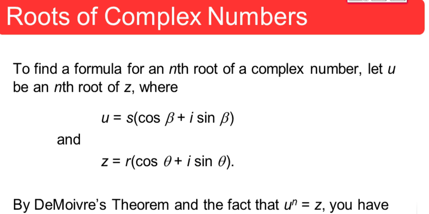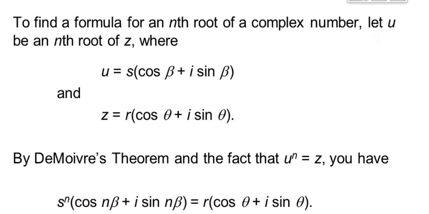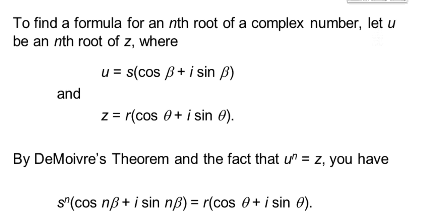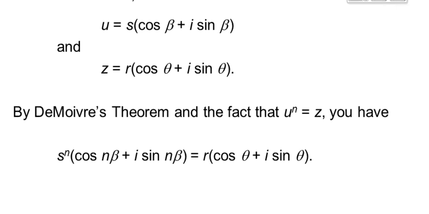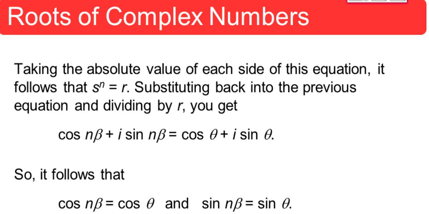We'll go through these slides a little on the quick side, so I'll just show them to you. If u is the nth root of z, now in trigonometric form, we can use de Moivre's theorem, and we've talked about that. That means s to the n times cosine n beta plus i sine n beta is going to match that trigonometric form as we go.